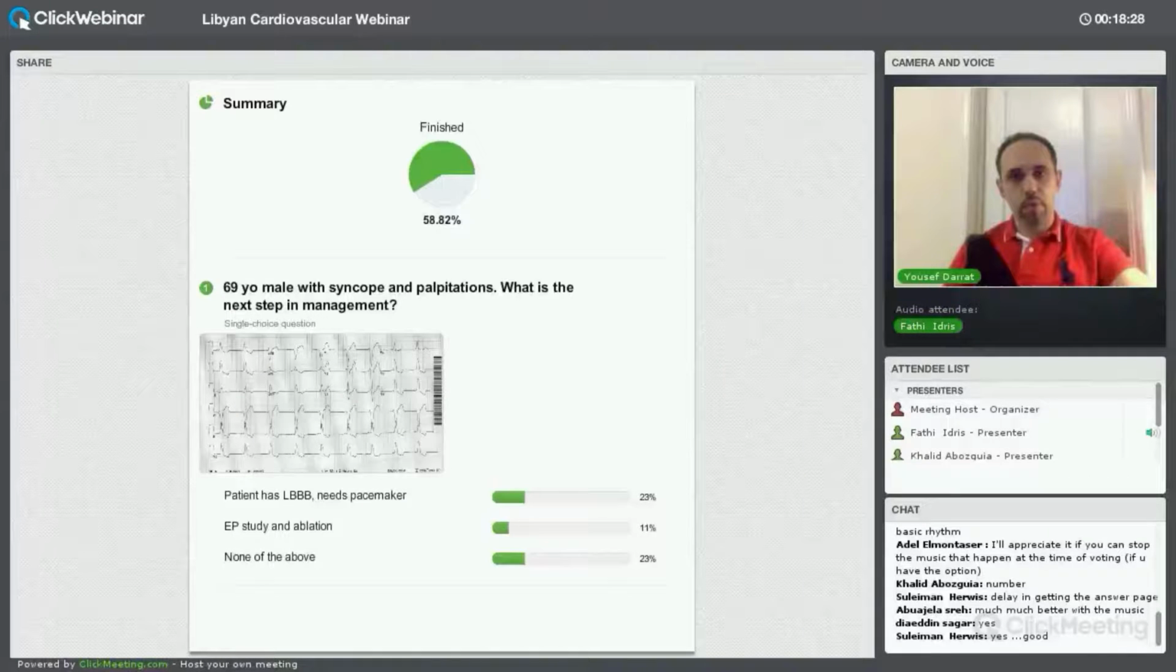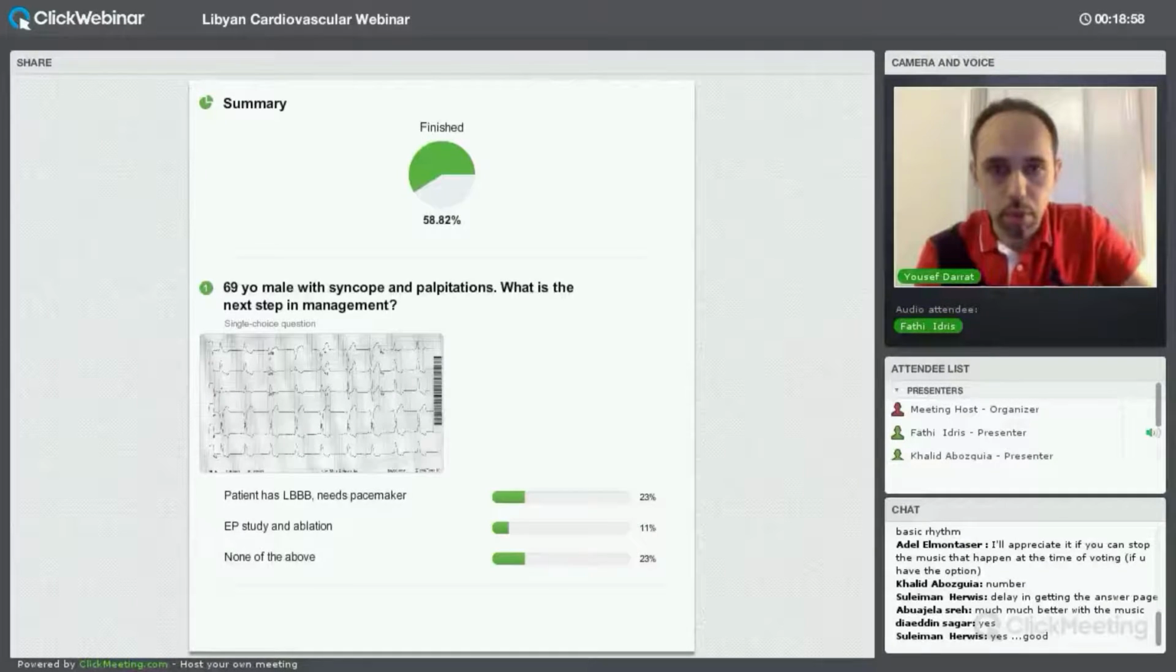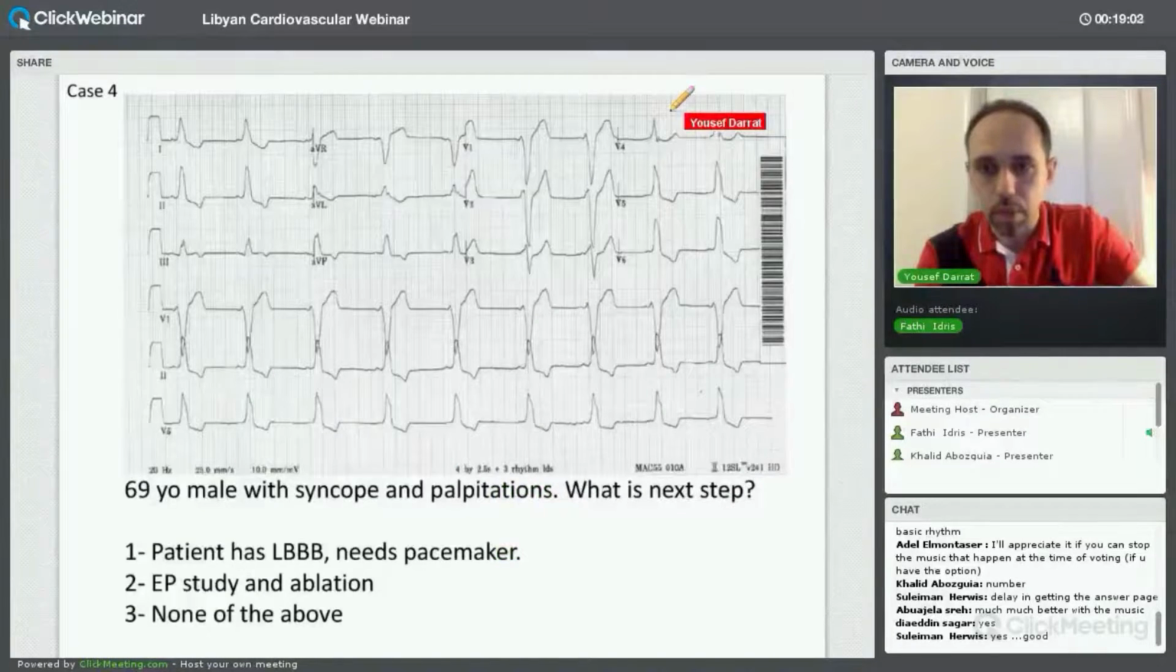Okay, so almost 60% of the audience have participated in this survey. The question was a 69-year-old male with syncope and palpitation. What is the next step in management? You can take a look at the EKG by clicking the magnifying glass. You'll see a wide complex sinus rhythm, and you can also appreciate in this EKG that the PR interval is very short. I'll go back to my presentation.